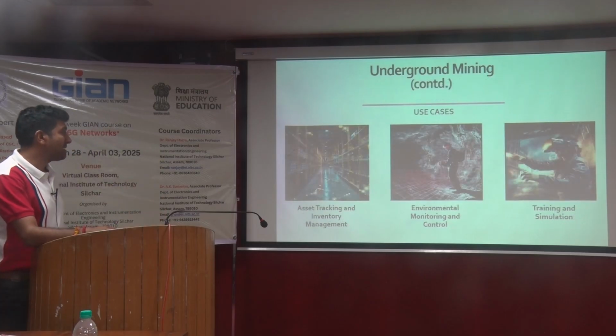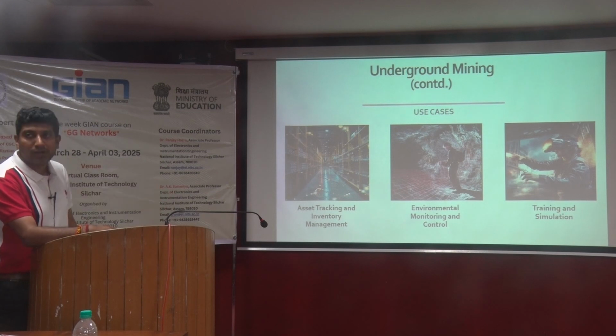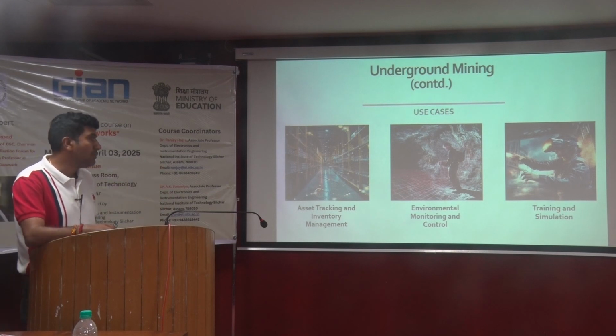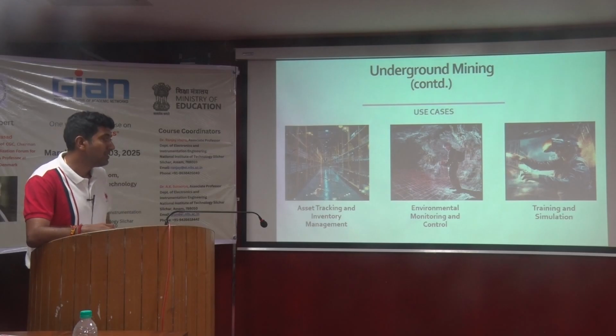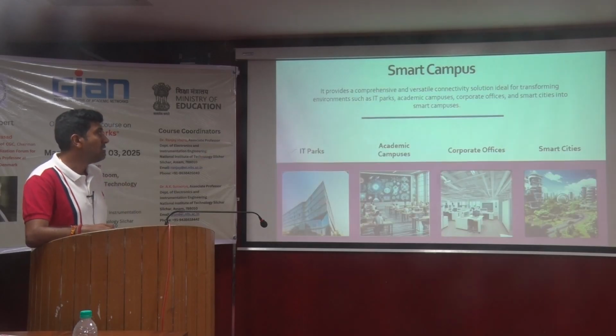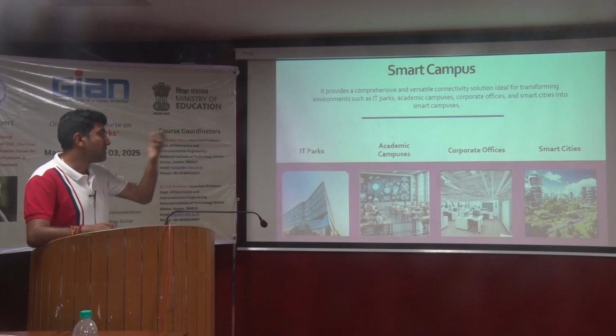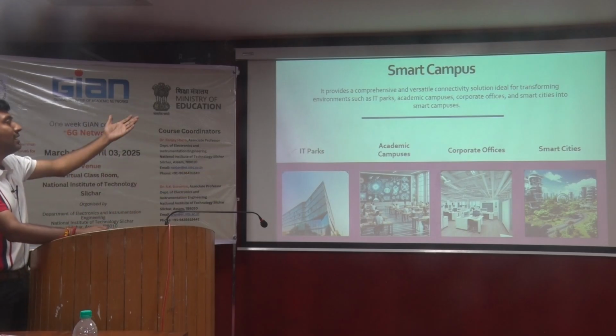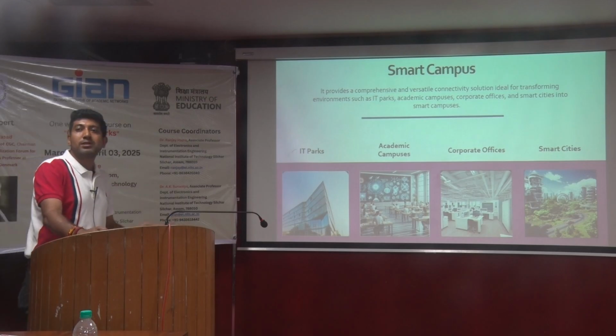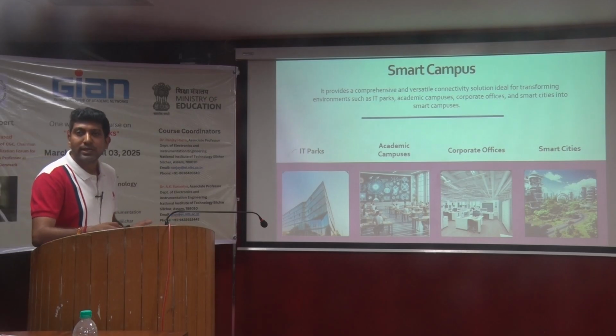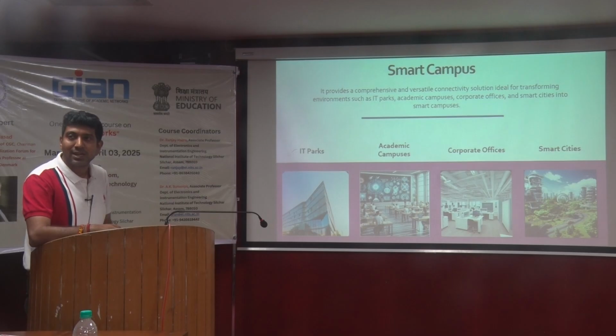You have asset tracking and inventory management, where you have a large database to be managed, so there's nothing much better than this. You have training and simulation. Smart campuses are one such example where 5G and beyond could be very much utilized. You have the academic offices, the corporate offices, because what you require is very high speed, very low latency, and a large number of machines getting connected, so all these get applied to it.